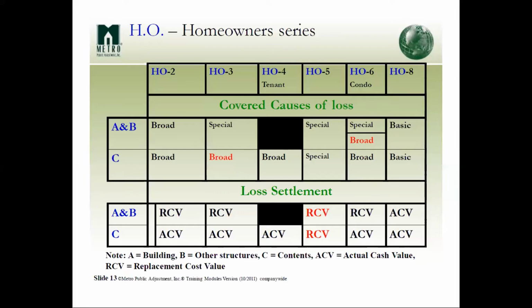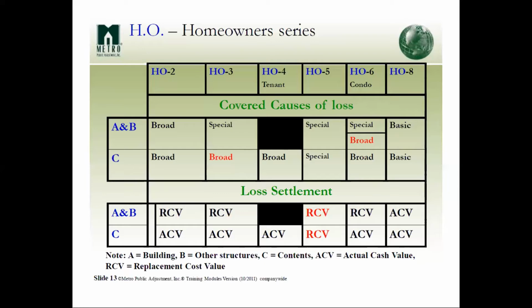On the HO3 policy, A and B, your dwelling as well as your other structures, are settled on a replacement cost value basis, typically. Now, what you're going to see sometimes is amended kind of replacement value verbiage. And when you see that kind of thing in place, if it doesn't just say replacement cost value, then you may be looking at some kind of modification to it. And you have to be more careful about that and see what that means in the policy. ACV is ACV, and that is the basic way that the insurance company is going to settle contents always, except for on the HO5 policy.